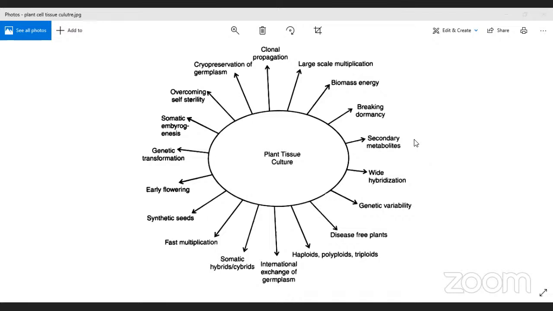The term somaclonal variations was first used by Larkin and Scowcroft in 1981 for variations arising due to culture of cells, that is, variability generated by tissue culture. Somaclonal variations formed in cultured plant cells arise mainly for two reasons: one is gene related variations and the second is mutation related variations. So these are the advantages of tissue culture.